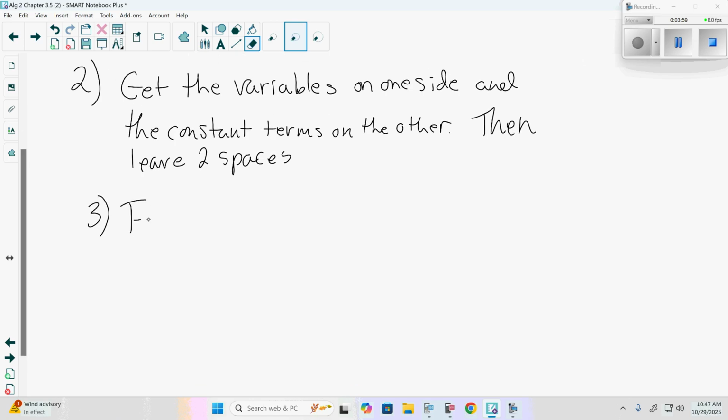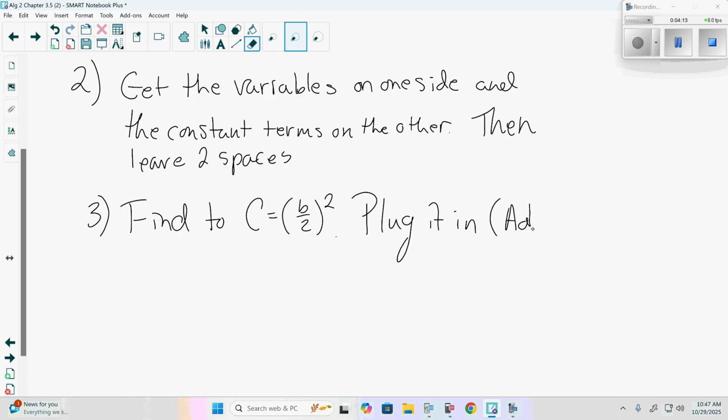Step 3 is to find c, which is equal to b over 2 squared. Plug it in, or we can say add it to both sides. So c is going to go in those two spaces. We're going to plug it into both sides.